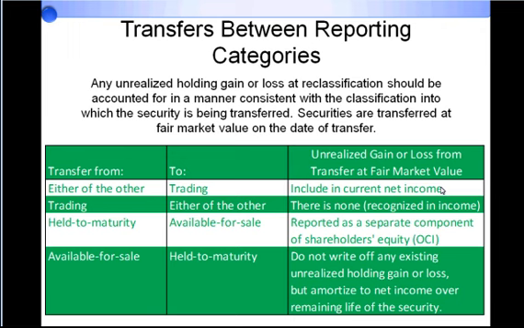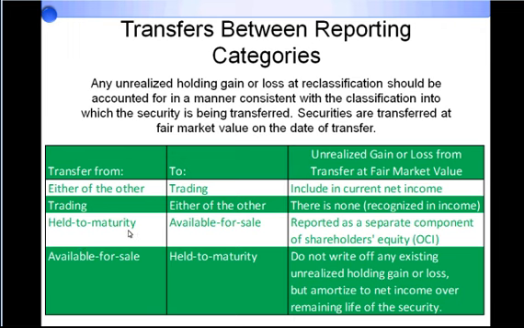Now, if it transfers from trading to either of the others, the key thing is there shouldn't be any unrealized gain or loss, because we've already been reporting that in net income, so there is no unrealized gain or loss to worry about now. We've already marked it up to market, and we would do that at the point of the adjustment as well. So that day it's already at market. There's nothing left to adjust.